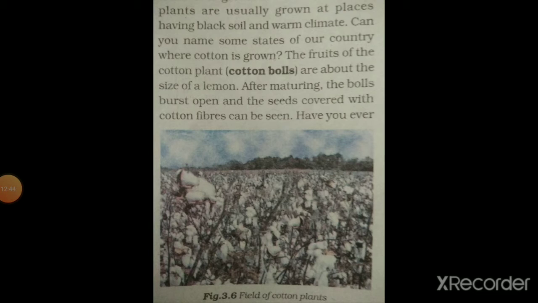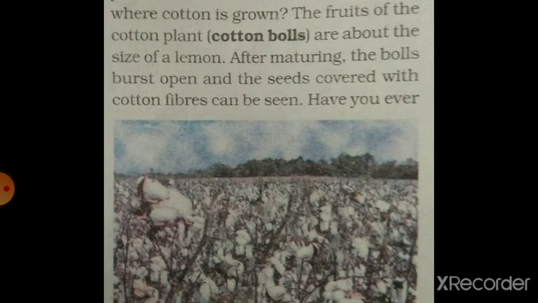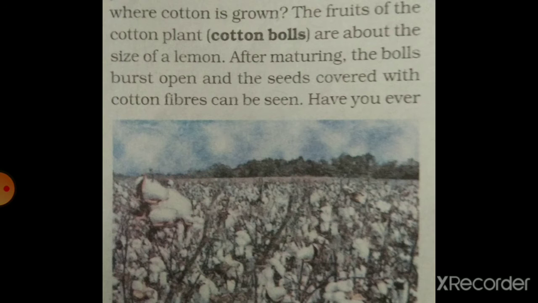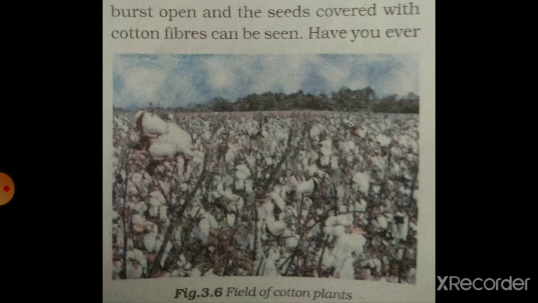so the fruit of this cotton plant is the cotton ball, and when this cotton ball becomes the size of a lemon, it bursts open and seeds covered with cotton fiber can be seen. So this one is about the cotton ball and cotton fiber.